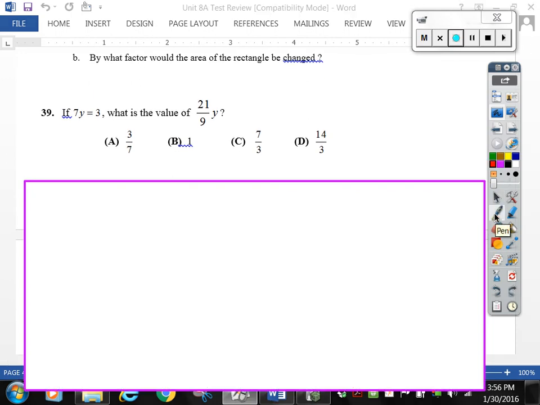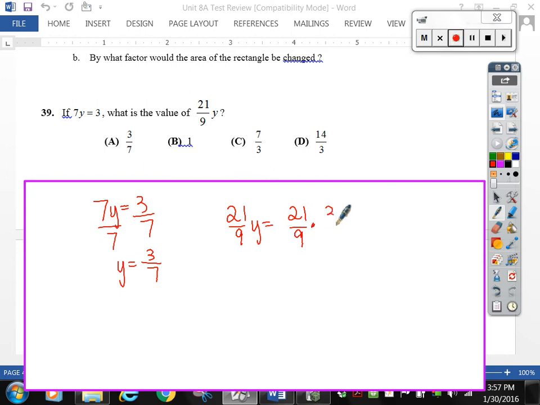Okay, so to find the value of 21/9y, I first have to solve for y. So I'm going to take this equation and solve for y. I'm going to divide both sides by 7, and I get y equals 3/7. So 21/9y would be 21/9 times 3/7, which would be 63/63, which reduces to 1.